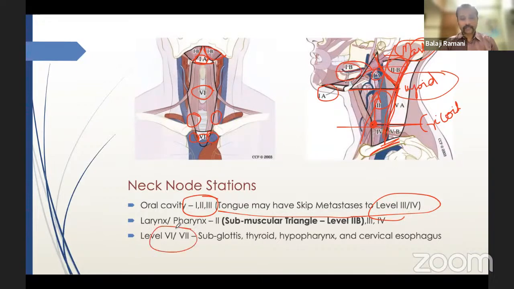Level 6 and 7 you will do, which is essentially done for central neck dissection. What we call the central compartment dissection will be done for your subglottic tumors, for thyroid, for hypopharynx, and for the cervical esophagus. Whenever you have a larynx or a pharynx tumor, you will go for a level 2, 3, 4 neck dissection.